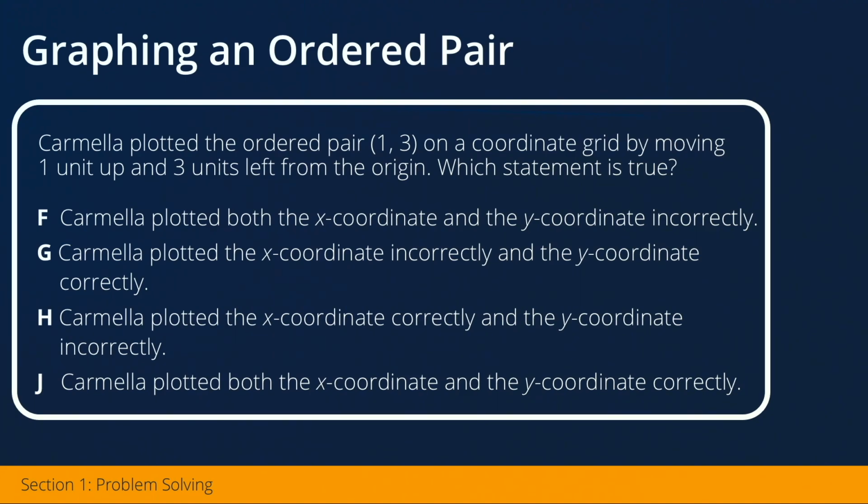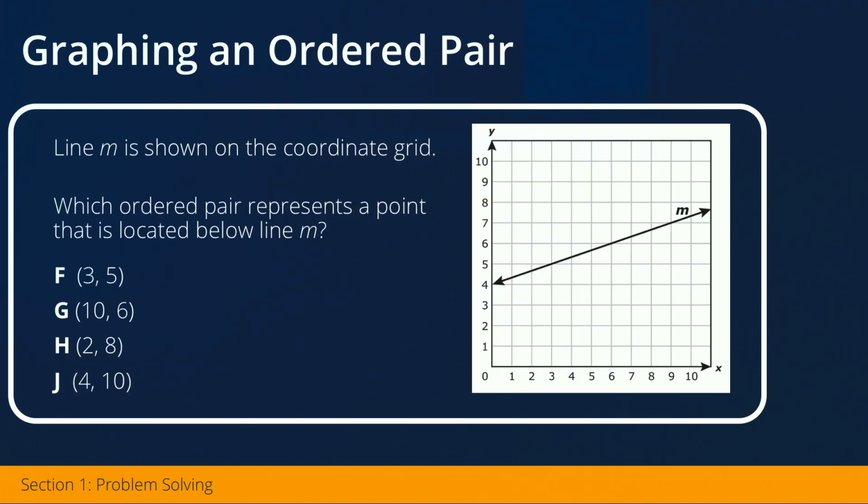Here's another question that students might be asked about. Carmela plotted the ordered pair 1, 3 on a coordinate grid by moving 1 unit up and 3 units left from the origin. Which statement is true? So here students have to understand whether that movement to plot that ordered pair on the coordinate grid is correct. And then they have to read answer choices F, G, H, J to be able to answer this question.